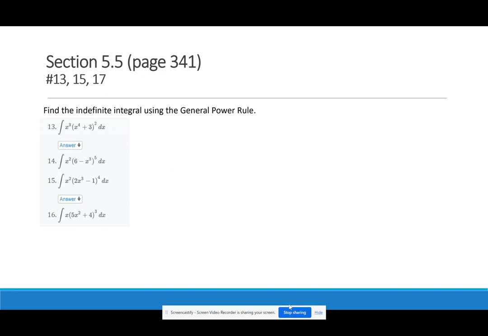All right, and they're all kind of similar. So I'm just going to go ahead and do 15. All right, so with question number 15, we're trying to integrate x squared, 2x to the third minus 1 raised to the fourth power. All right, so that's the problem we're trying to do.